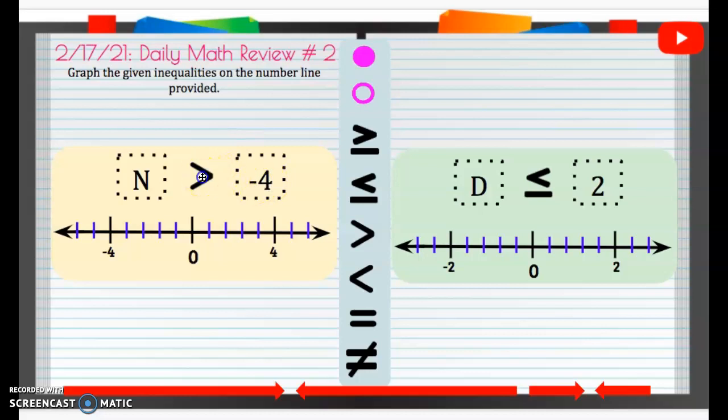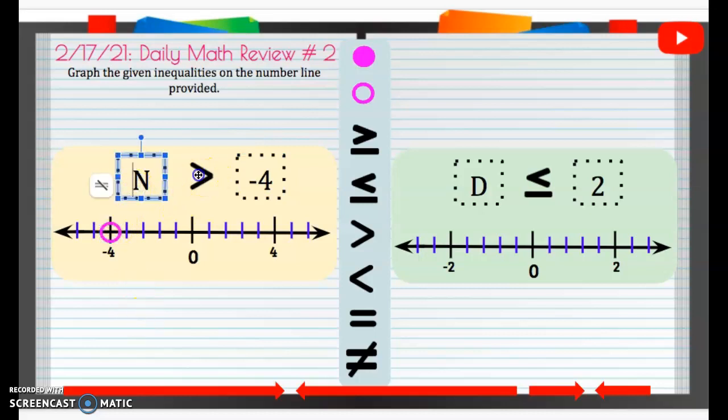So first of all, if we have just a greater than or less than, we are going to have an open circle. Remember, if we have that underline, that means we will shade it in. But we don't have that underline, so we are going to have an open circle on that -4. So I'm going to put -4 here. There we go. So -4, we have that open circle.